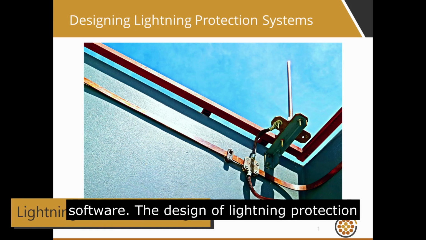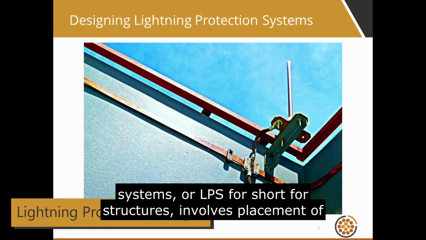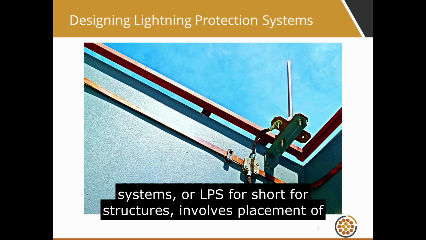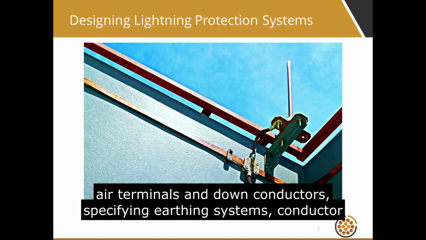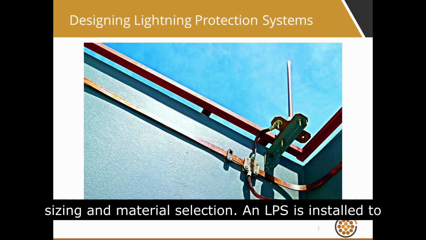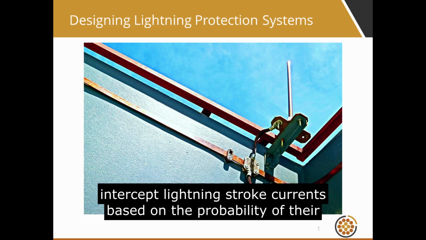The design of lightning protection systems, or LPS for short, for structures involves placement of air terminals and down conductors, specifying earthing systems, conductor sizing, and material selection. An LPS is installed to intercept lightning stroke currents based on the probability of their magnitude.